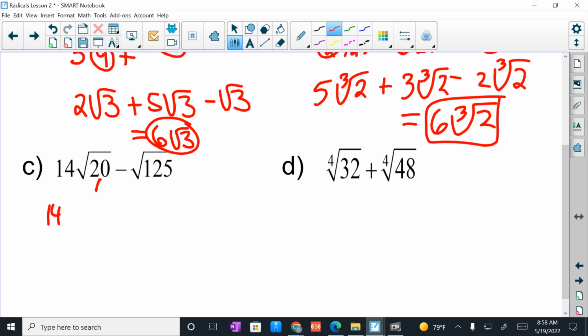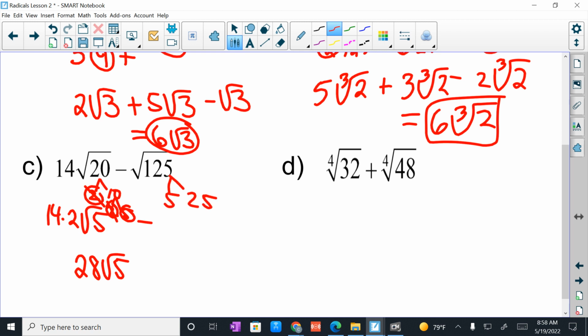14. What does 20 break down to? 2 and 10. And then the 10? So every pair comes out. So a 2 and a 2 comes out as a... And what do I got left over? Excellent job, guys. So that's 28 square root of 5, minus. What does 125 break down into?